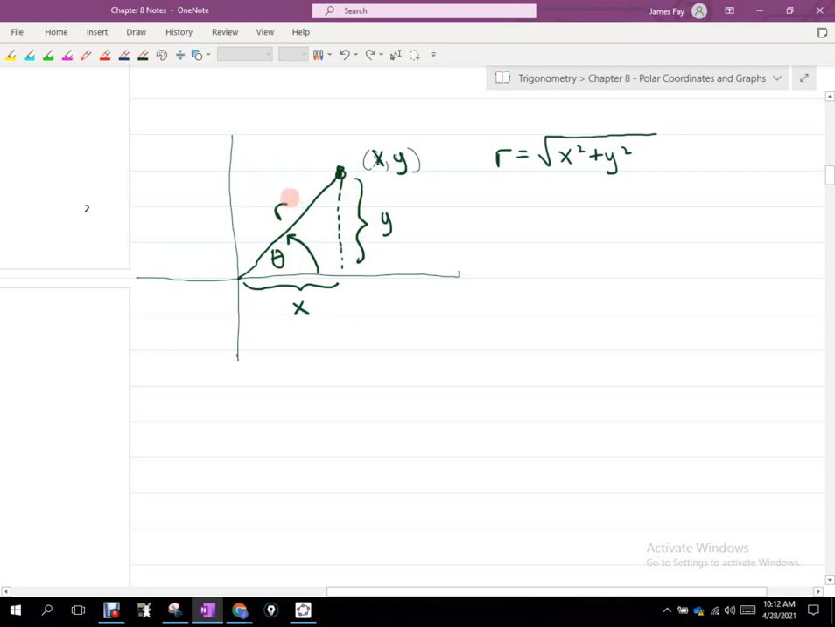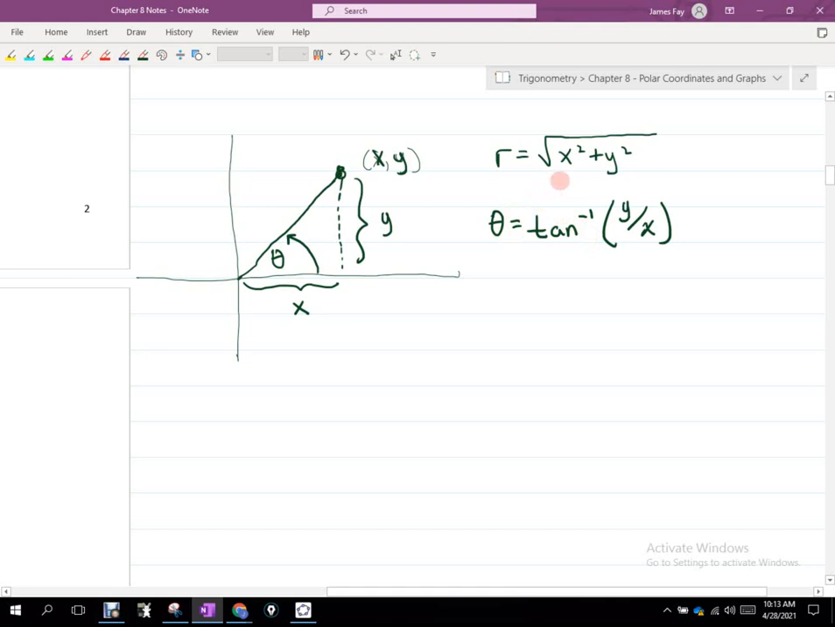Now that we've got r, we open the toolbox up a little bit, but the idea is not to use r. So I'm going to use tangent inverse, because I have the opposite side and the adjacent side, right? So theta will be tangent inverse of the opposite side y divided by the adjacent side x. So that creates the structure for our ordered pair r comma theta now.